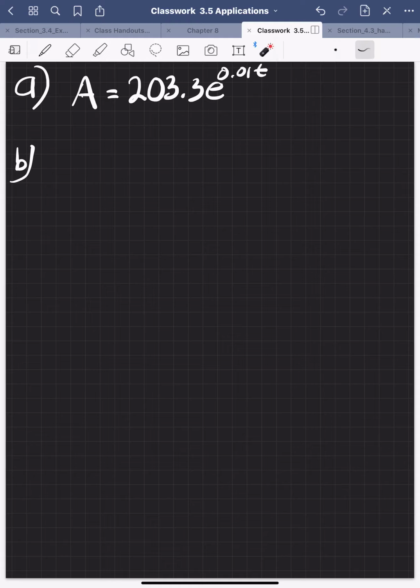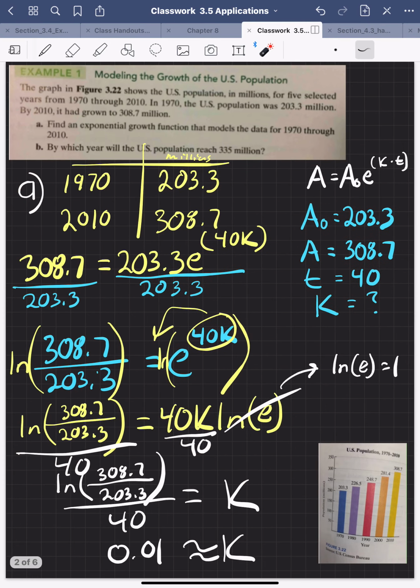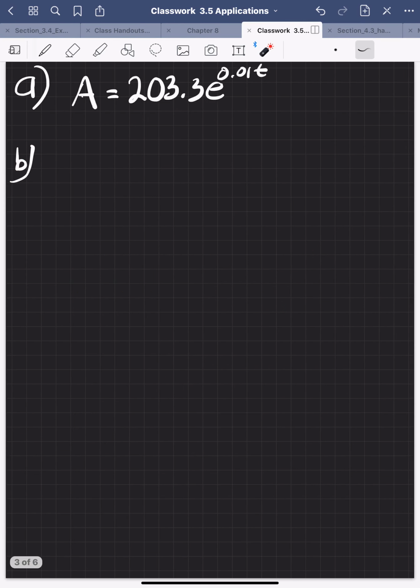And at this point, you should be able to come along and plug in a time from 1970 to 2010. And what should come back out should be the population. So if you plug in 0, that would mean you're looking at the population in, was it 1970? Yeah, in 1970. If you plugged in 10, you'd be looking at the population in 1980, and so forth.